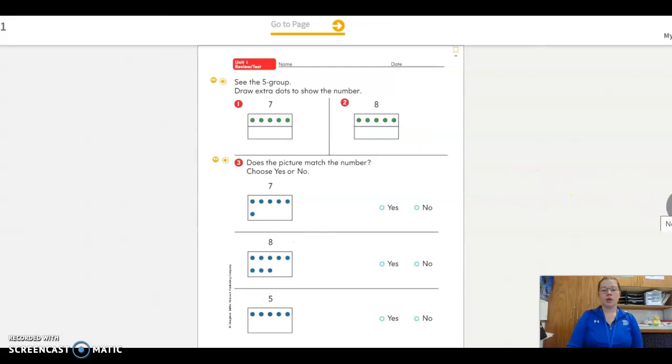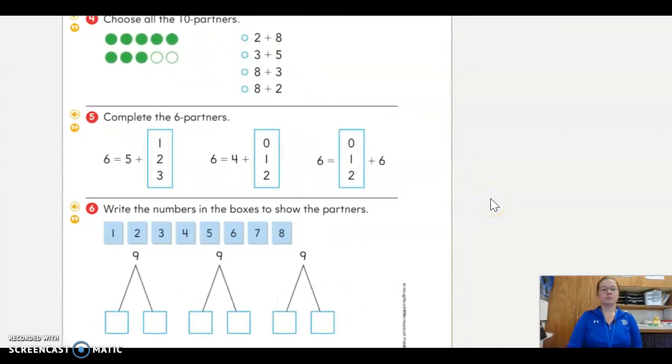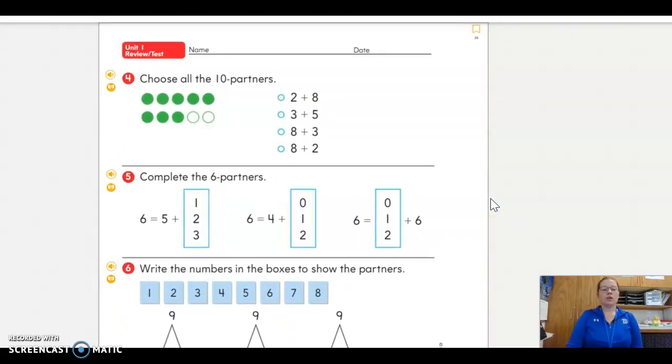Okay, please turn the page. Now we're on page 36. Okay, for number 4, this might look familiar if you were paying attention to the video yesterday. It says choose all the 10 partners. Okay, fill in the bubbles of those that match the picture.